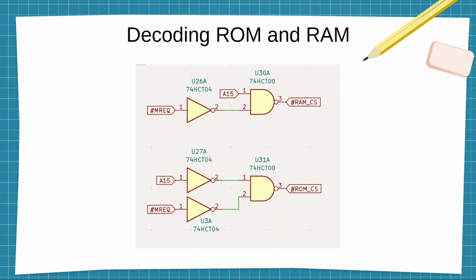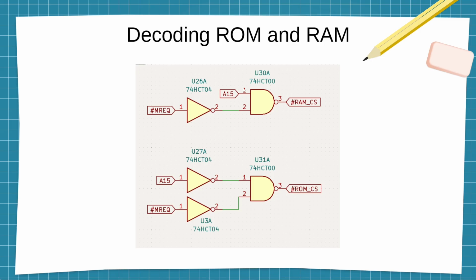Here is the simple circuit. I won't be using this circuit. I will be using the CPLD, but this is proof of concept. When you want to use the logic gates, you have an inverter and a NAND gate. The inverter inverts the memory request because the memory request will be low when the CPU wants to fetch the instruction from memory. So we are inverting it for it to be 1.